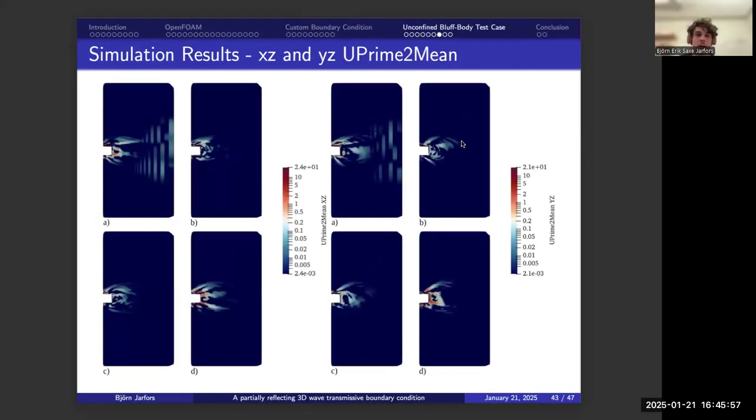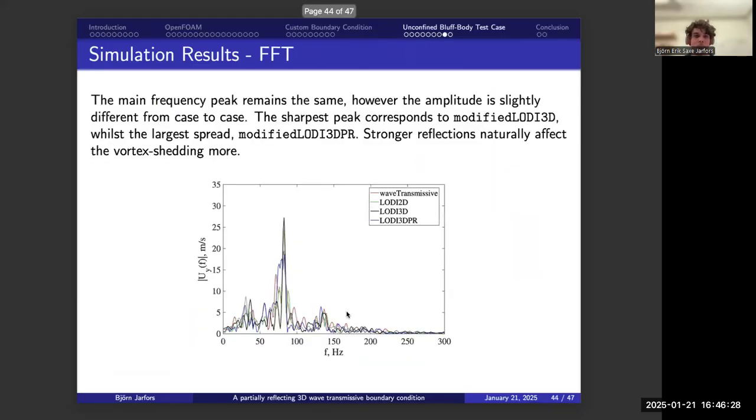So now it's no longer the mean values here; these are only the mean fluctuation values in the xz and yz components, and again we see these reflections for both of them, which is again expected. Larger fluctuations for the partially reflecting in this case as well, and only a slight difference between the LODI 3D and wave transmissive case. So a common way to analyze, as I mentioned, was taking the y velocity behind the bluff body and tracking it over time.